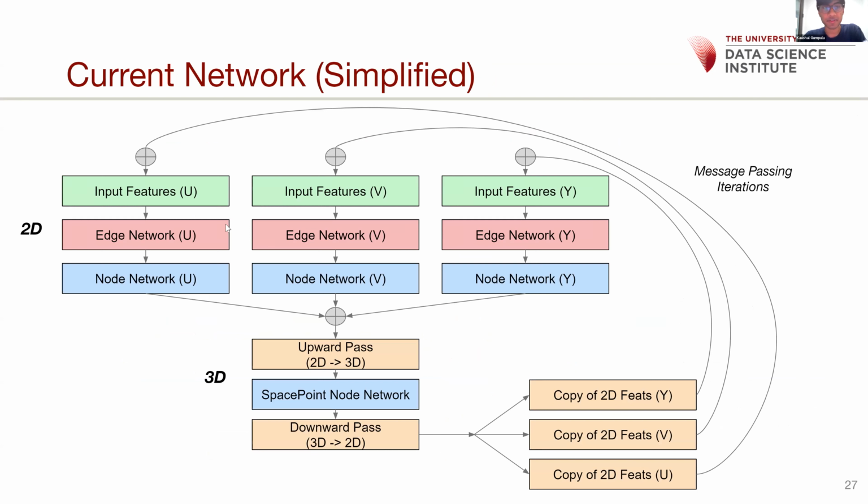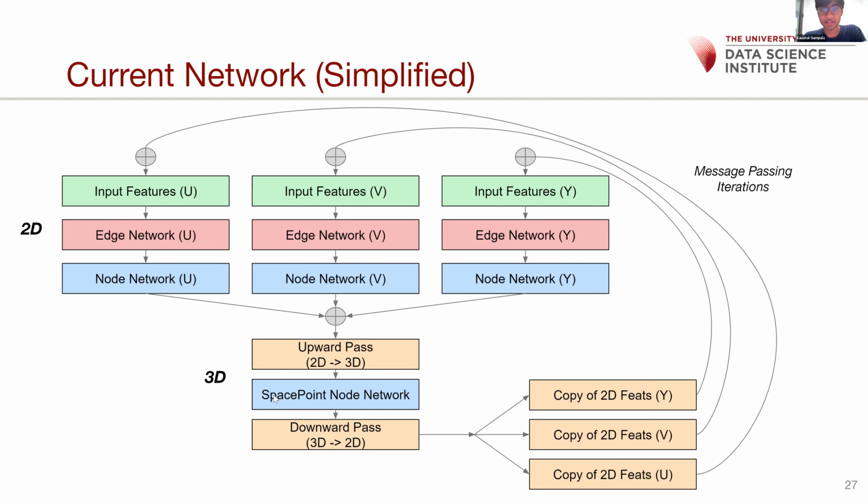This is a simplified version of what this network is doing. Here we have each of the 2D planes working in parallel. We have our input features going into the edge network and then the node network, same for the U, V, and Y planes, and all of this information is then concatenated. Then we go through our upward pass, where we take that concatenated information to 3D and have our space point node network learn and predict on the 3D features themselves.